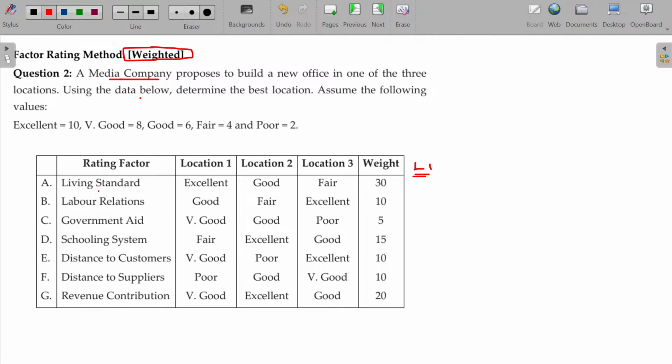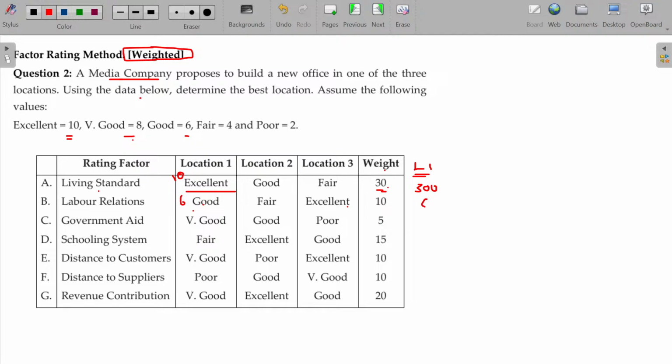Living standard is also very important. For location 1, we got excellent rank. Excellent means 10 points will be given, and weightage being 30. It's not only 10. You have to multiply with the weightage also. So 10 into 30, 300. Good means 6. Very good means 8.